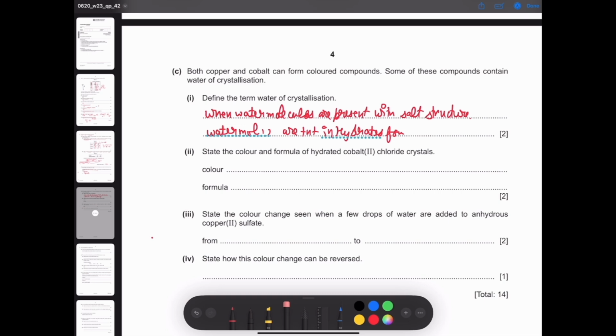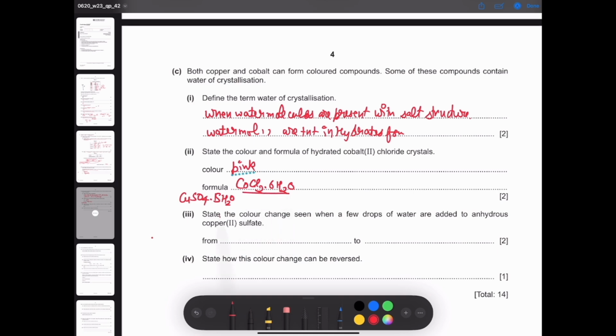State the color and formula of hydrated cobalt chloride crystals. Hydrated cobalt chloride crystals are pink in color. Pink in color, and the formula is CoCl2·6H2O. Remember, they can also ask for copper sulfate. So copper sulfate crystals are 5H2O, but for cobalt chloride it is 6H2O.